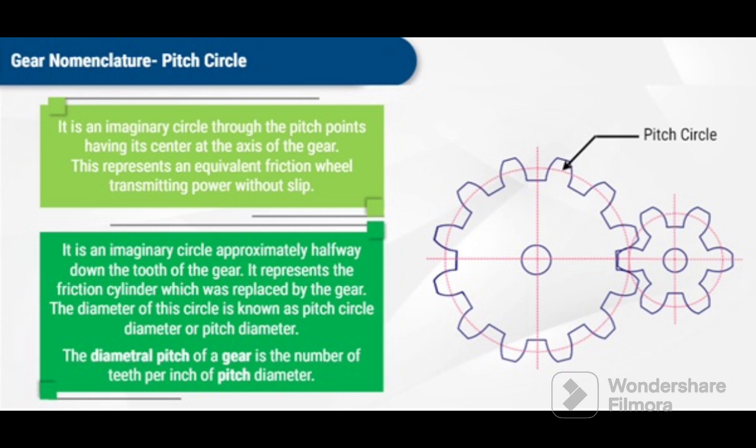Pitch circle. What is pitch circle? It is an imaginary circle through the pitch points having its center at the axis of the gear. This represents an equivalent friction wheel transmitting power without slip. It is an imaginary circle approximately halfway down the tooth of the gear. It represents the friction cylinder which was replaced by the gear. The diameter of this circle is known as pitch circle diameter or pitch diameter. The diametral pitch of a gear is the number of teeth per inch of pitch diameter.